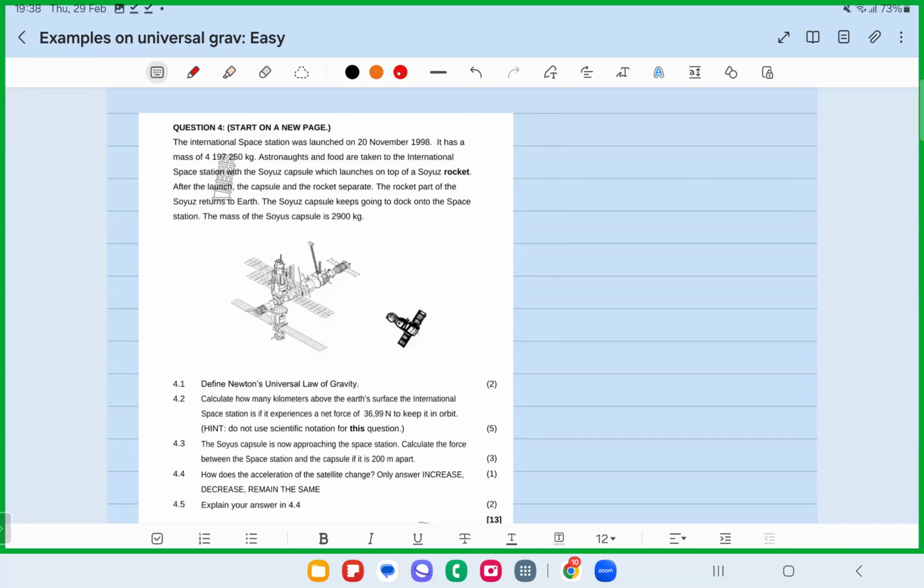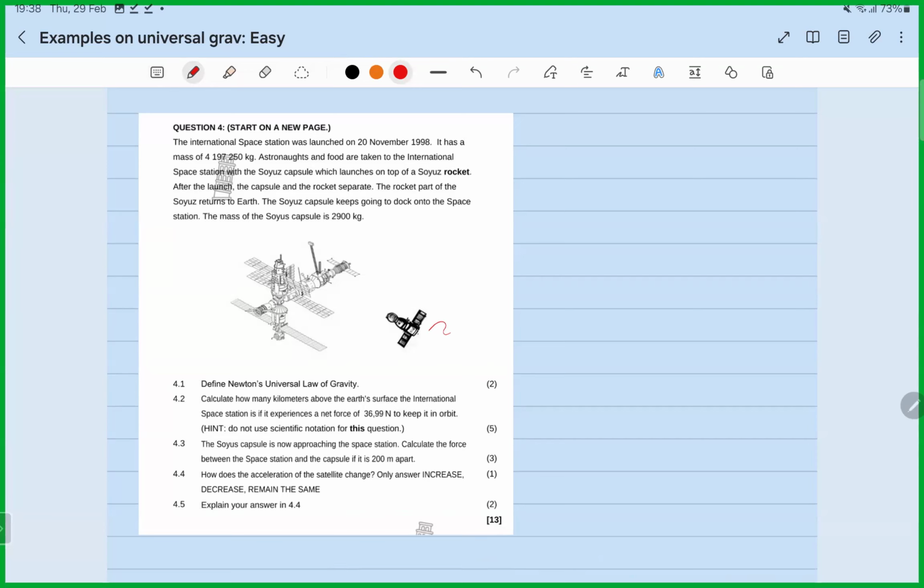So, looks like we got these two masses here, which is the mass of the capsule, which is 2,900, and the mass of the ISS, International Space Station, which is 4,197,250 kilograms. That looks like it's M2. Right, this person has got a bit of a problem with the language. Define Newton's Universal law of gravitation, it's supposed to be.